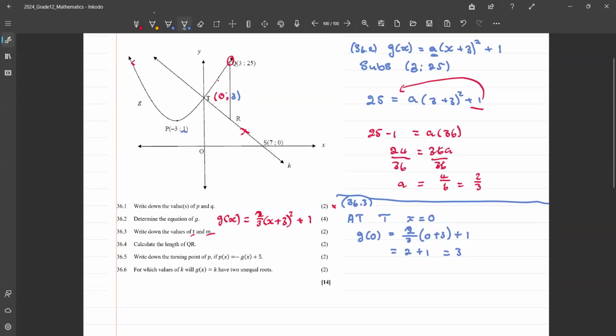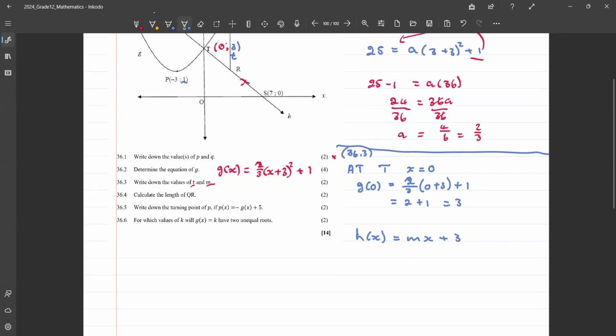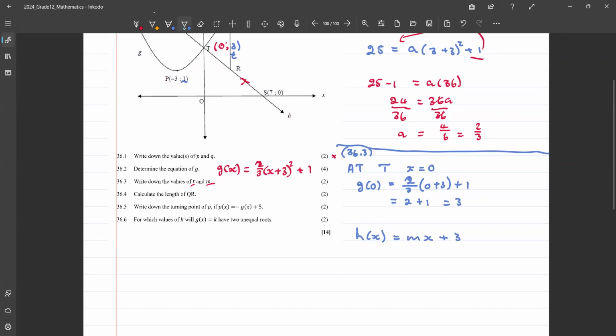Now, I haven't answered the question of determining the equation of h of x. To find the equation of h of x using the intercept method, the y value of our y-intercept is already the value of t. We just need to find the gradient. So h of x will equal mx plus 3. Then we follow that with substitution of point S. If you look at point S, y is 0, x is 7. So we will then substitute here.